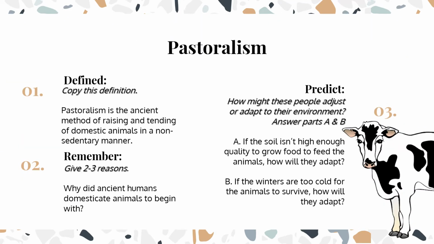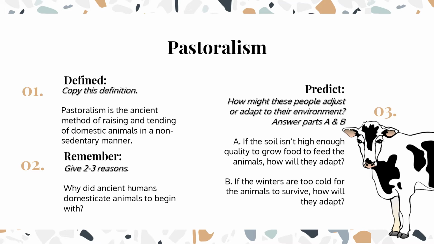So for the purpose of our lesson, we're going to define it in this manner. It says that pastoralism is the ancient method of raising and tending of domestic animals in a non-sedentary manner. So we're basically talking about animal domestication, but in a non-sedentary manner. We've gone over this word sedentary in our last unit, but sedentary is to not move around, to be stationary. So if it's non-sedentary, that means they are moving around. Take a moment to jot that down, then come back and we'll go over 2 and 3.